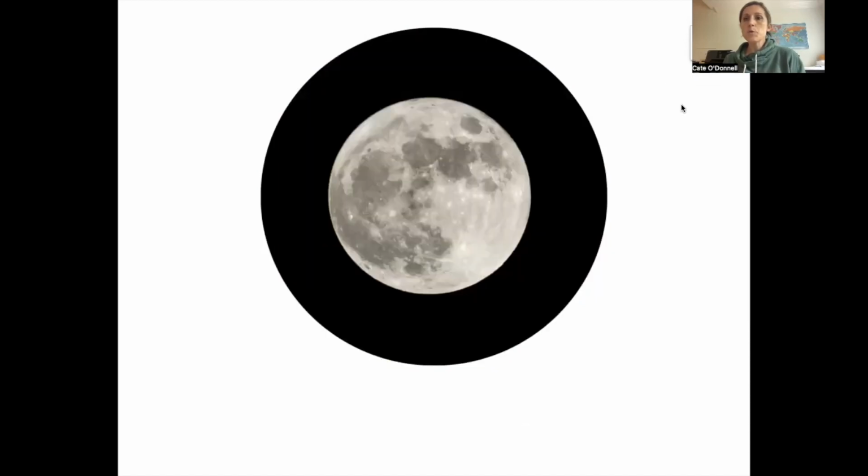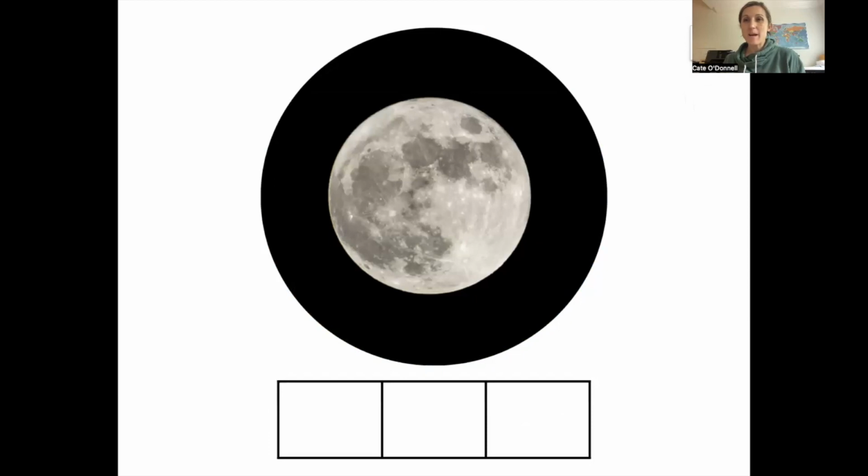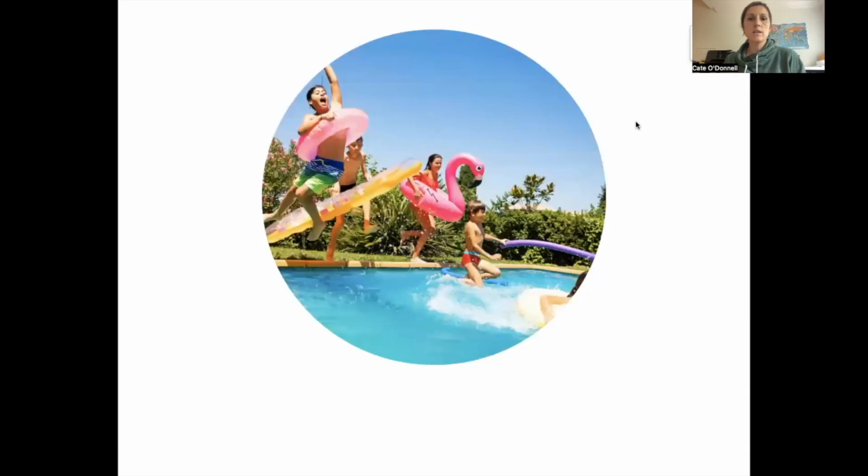This is moon. How many sounds do you hear in the word moon? There are 3 sounds in the word moon. What's the first sound you hear? What letter makes M. What's the next sound? Ooh. Ooh is O-O. What's the last sound? The letter N makes the N sound. This is how you spell moon. Let's go to our next slide.